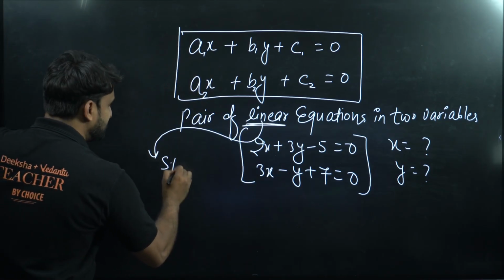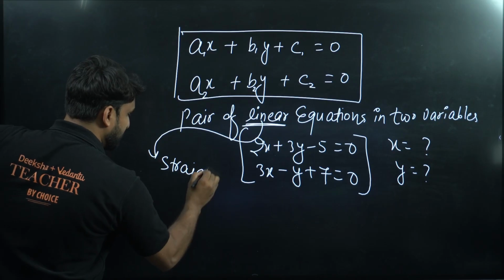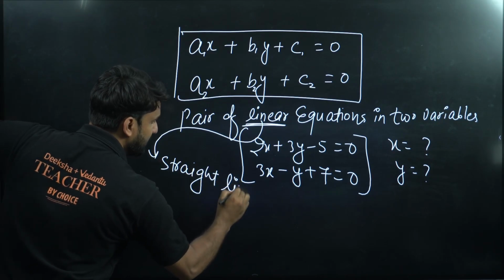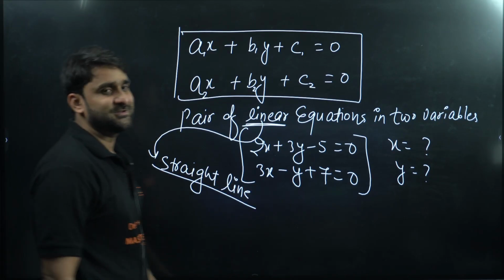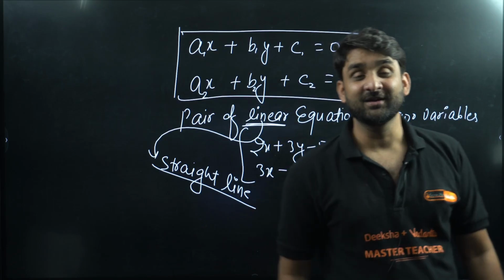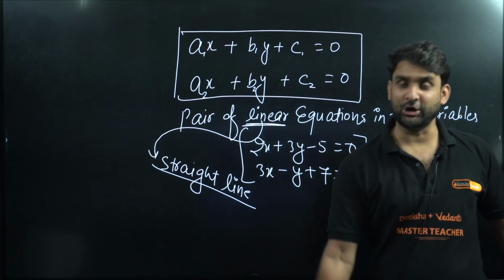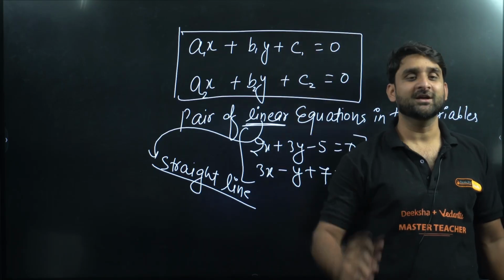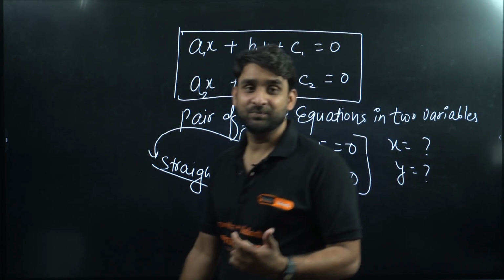Linear means straight line. For your information, linear means straight line. Generally teachers also use the term linear in assembly. Teachers shout at you, stand linearly. Linearly means straight line. Make a straight line.